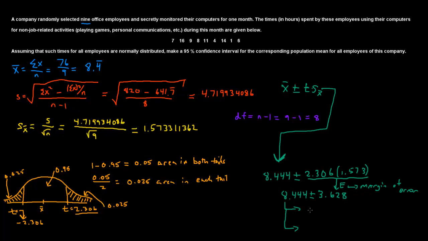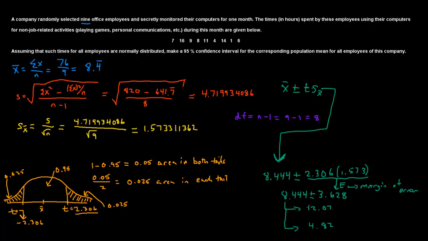8.444 plus 3.628, and I get the upper endpoint is 12.07 if we round our final solution to 2 decimal places. Now, the lower endpoint is 8.444 minus the margin of error, which is 3.628. And we get 4.81. Oh, if I round to 2 decimal places, that is 4.82. So there is our confidence interval.